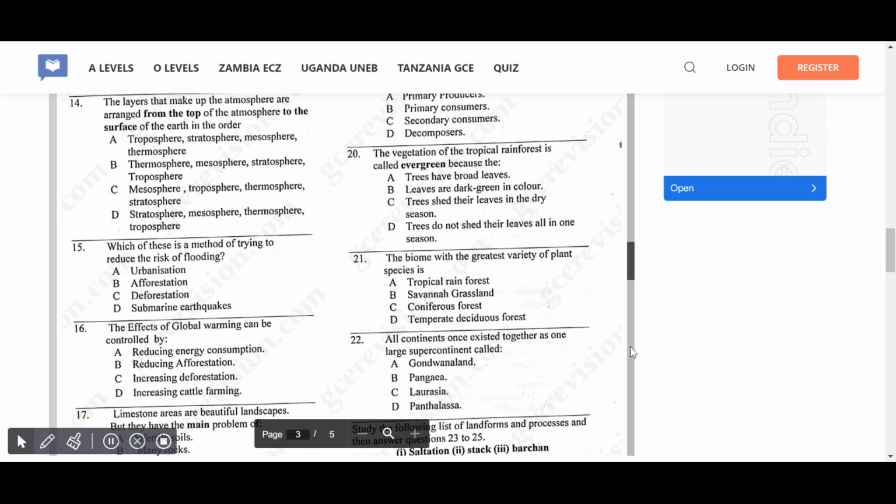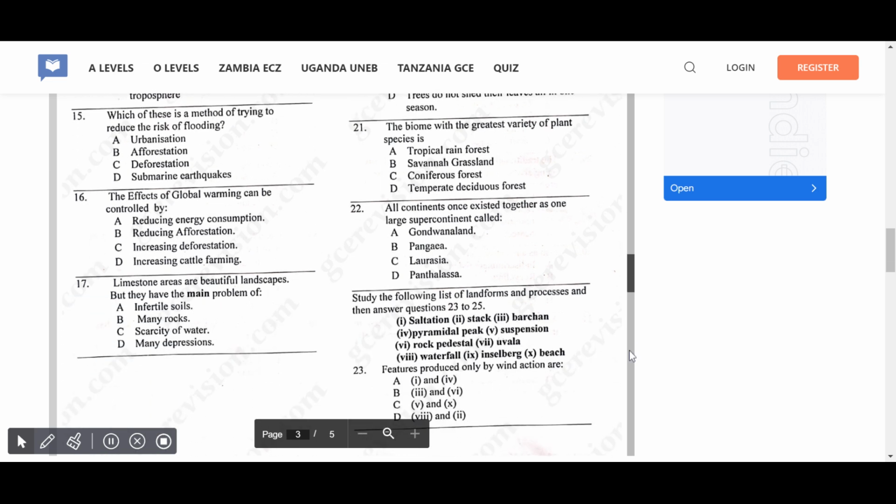Question 21. The biome with the greatest variety of plant species is... The answer is A, tropical rainforest.